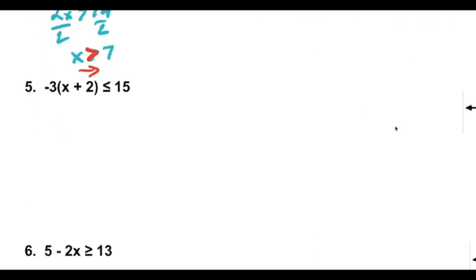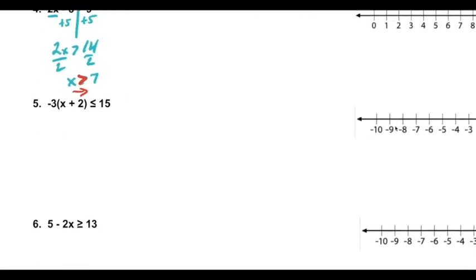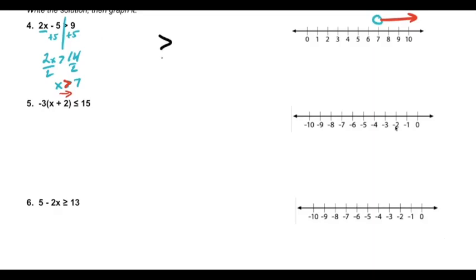Next one, same idea. And by the way, I should point out in case we're not sure, remember the way the circles go: open circles if you cannot be the number, greater than or less than solely. And if you can be the number, with an equal to sign, then it's a closed circle. So the last one was open because it's just greater than. The next one's going to be a closed circle.